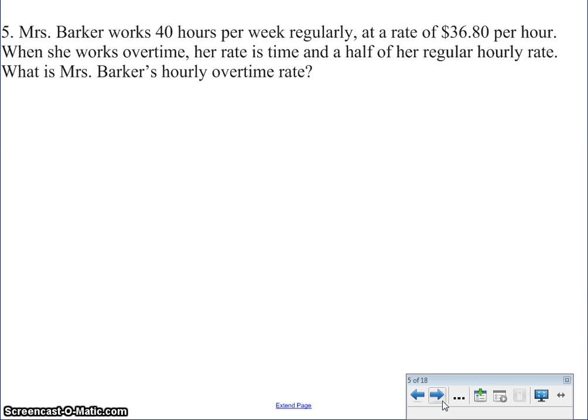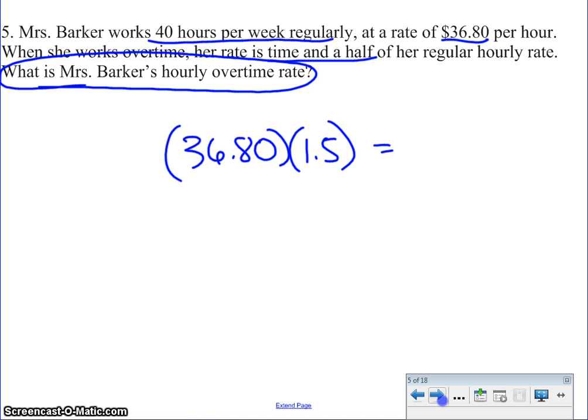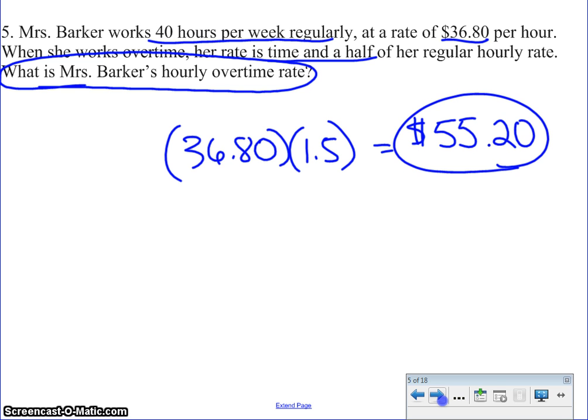All right, number 5, it says Mrs. Barker works 40 hours per week regularly at a rate of $36.80 per hour. When she works overtime, her rate is time and a half her regular rate. What is her overtime rate? So I had a lot of people making this more difficult than it is. All it's asking for is the rate. So we're going to take her regular rate, and she says she earns 1.5 times her regular rate for overtime. So we're going to multiply that by 1.5, and we find her overtime rate to be $55.20. And that's your answer.